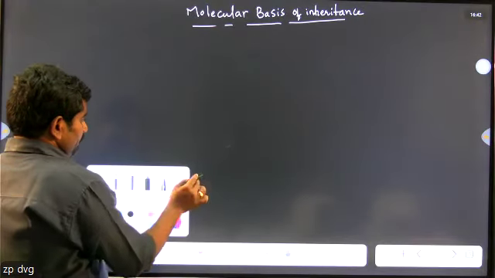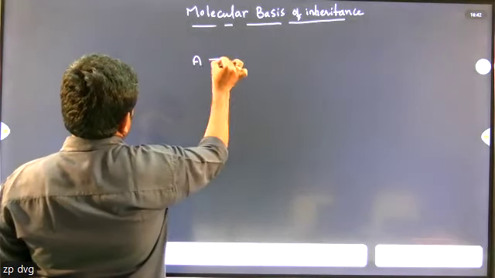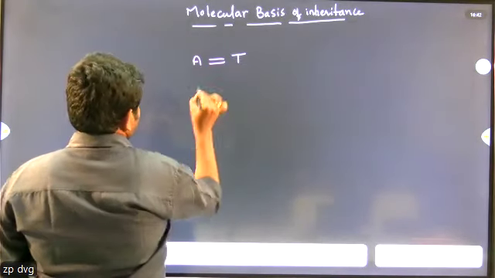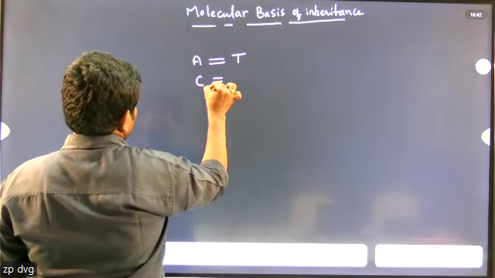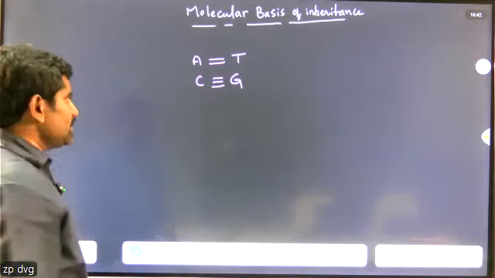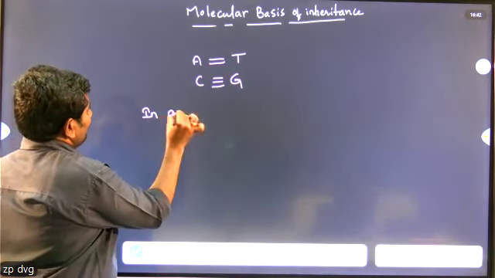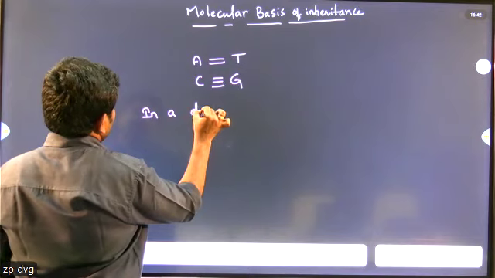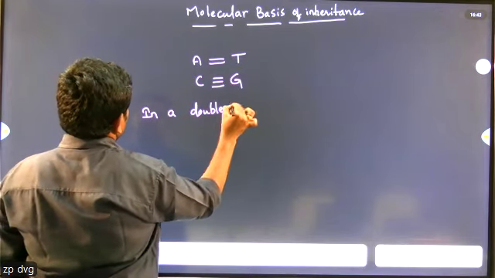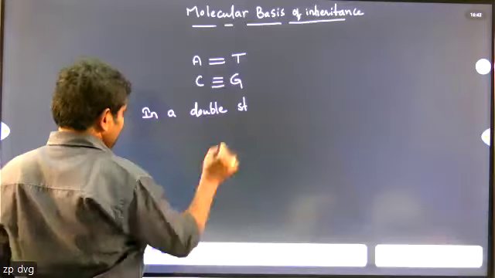The next concept. Adenine always pairs with thymine by 2 bonds, and cytosine always pairs with guanine by 3 bonds. Here there is a question. For example, in a double stranded DNA, or let us write only dsDNA.